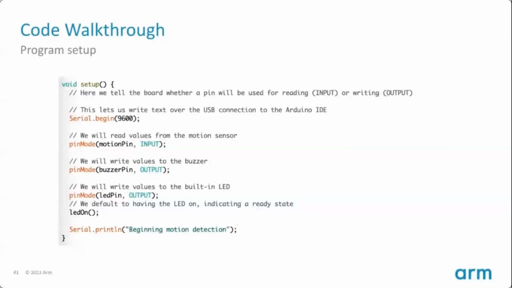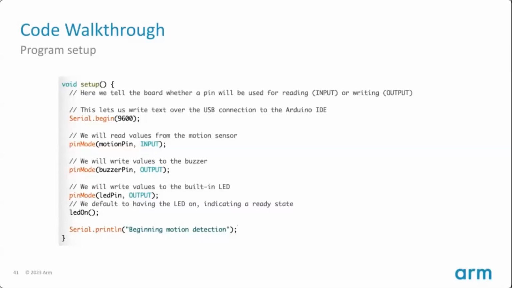It's going to do the same thing, only the other way around for the buzzer pin. It's going to set that to be an output. And as well for the LED pin, it's going to set that to be an output. And by default, we're going to turn that LED on. So for our uses, if the LED is on, that means the device is ready to go. It'll turn off when it detects motion and turn back on again when it's ready to detect.